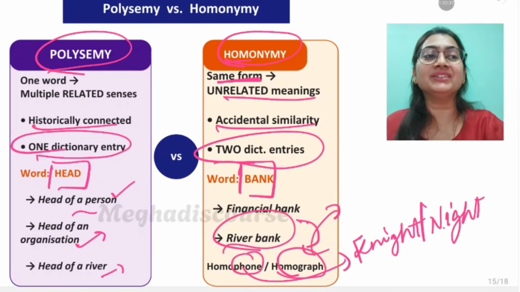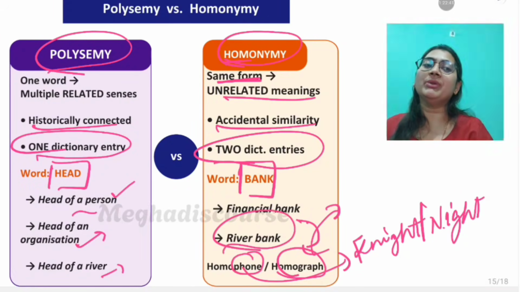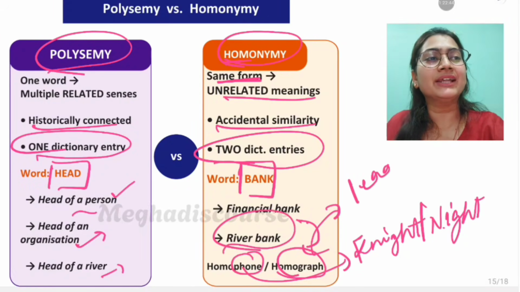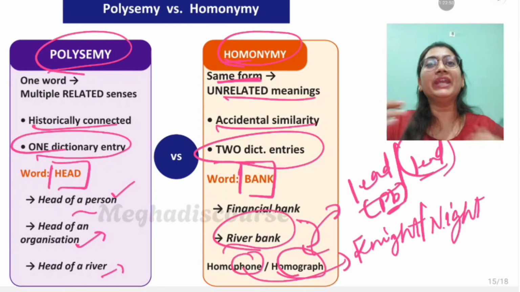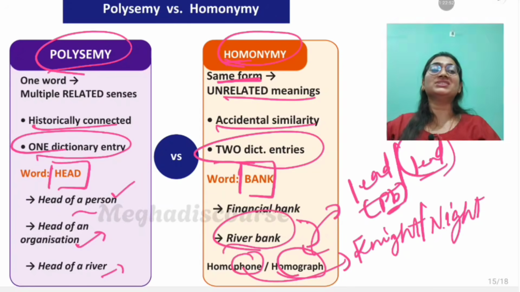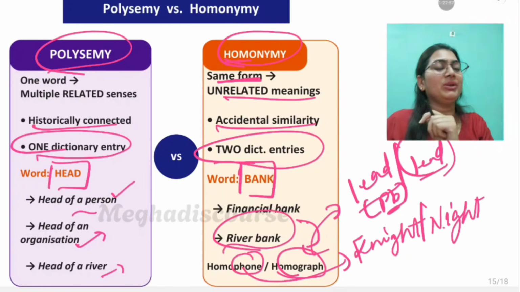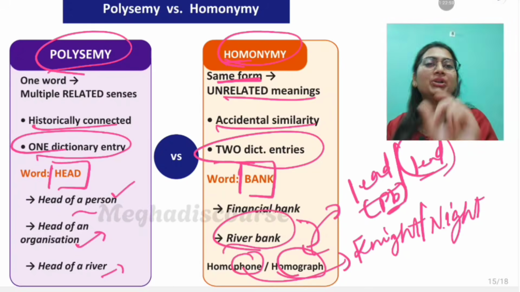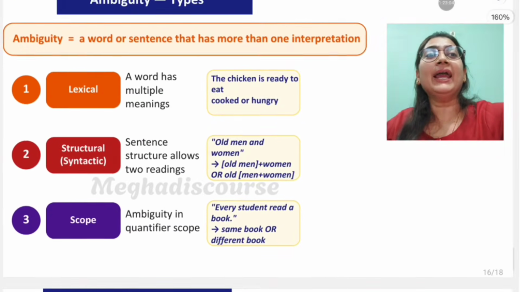Now homograph means when we have the same spelling but different meaning. Like I have lead and lead, they both are different. The first one is the science one, the symbol lead, and the other is lead, to lead a group. So this is called homograph. Homograph means same spelling but different meaning, and when it's homophone, that is same pronunciation but different spelling.